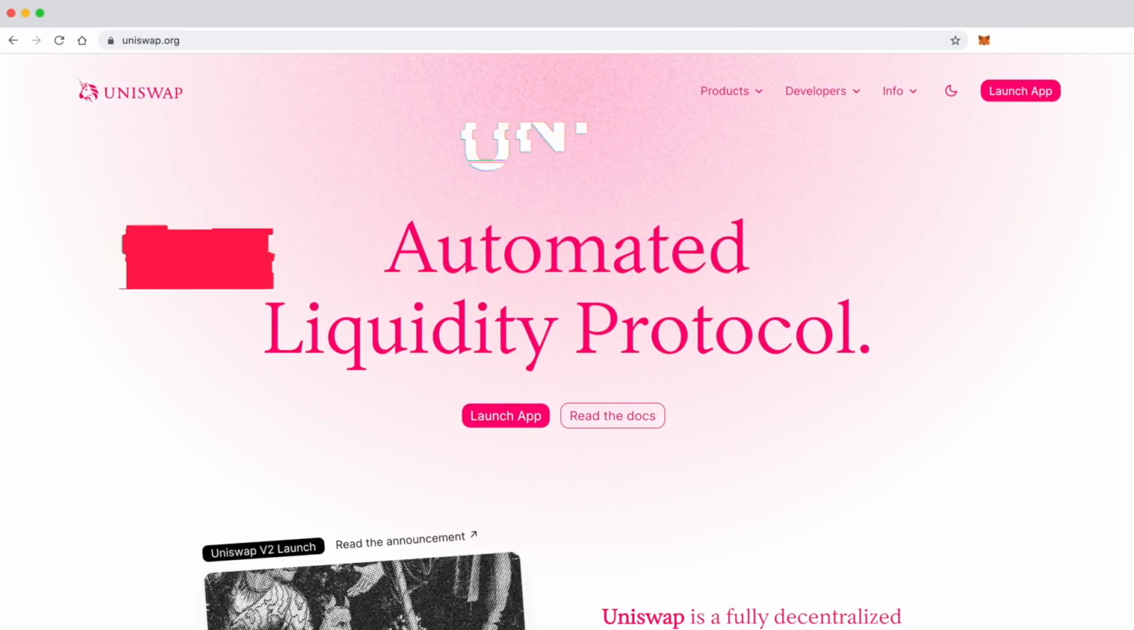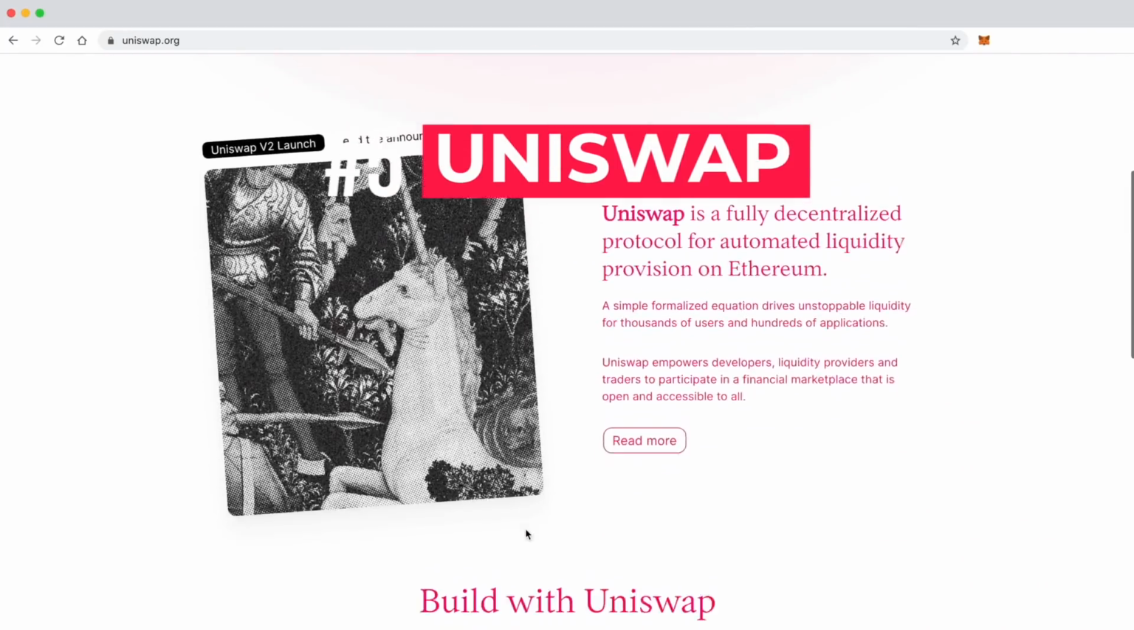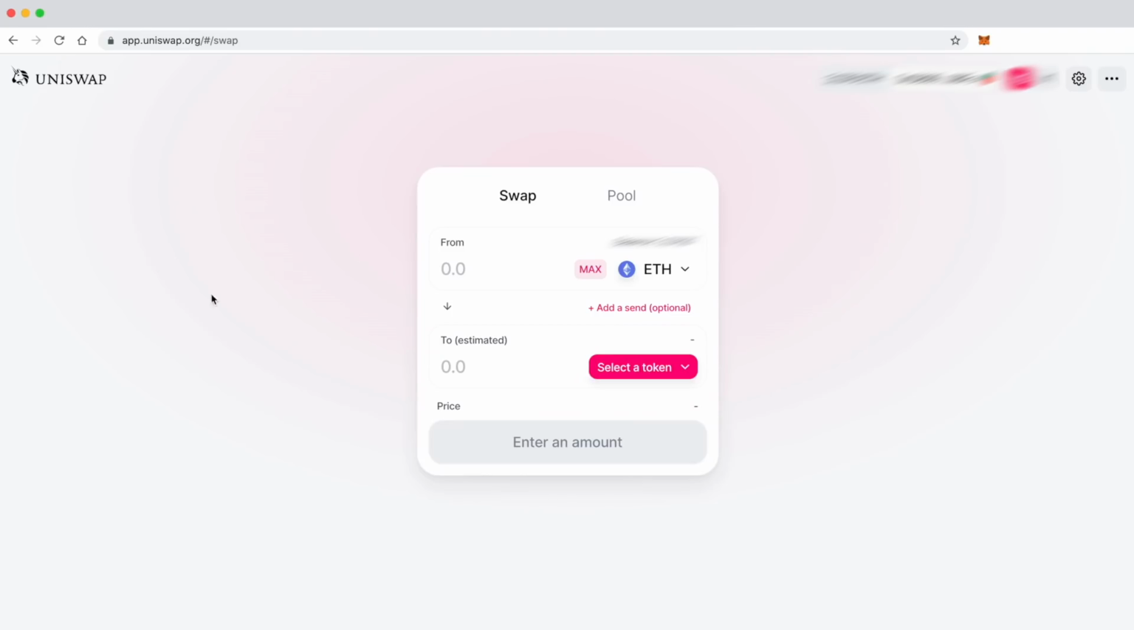So the next project is Uniswap, all right? This is a decentralized exchange, which means that it's a cryptocurrency exchange that's powered by smart contracts on the Ethereum blockchain. It's non-custodial. They don't handle your funds. Your money stays in your wallet the entire time until you make a trade.